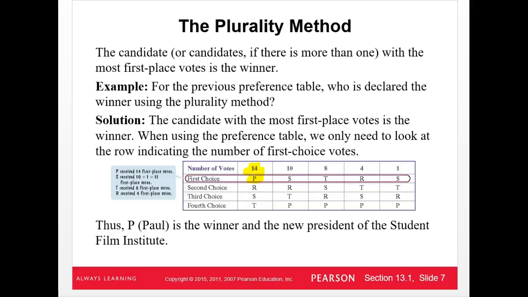Make sure you don't just look at the highest group and assume that's it. For instance, if both of these had been T's, T here and T here, then that would be 18 to 14. So it's not always just the first one; it's whoever has the highest when you total and tally everything up.